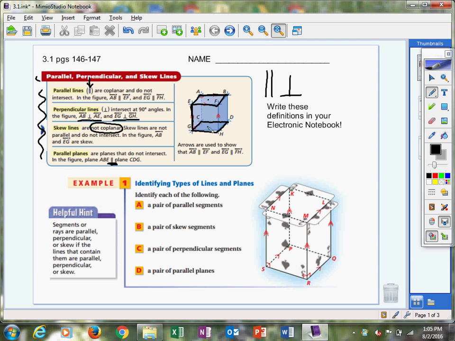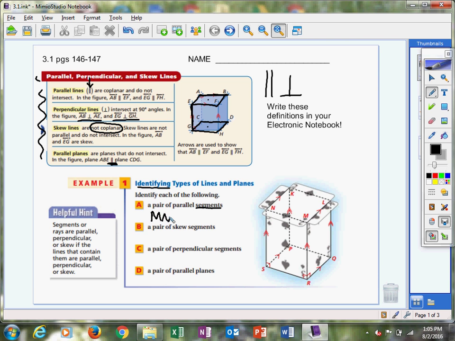Okay, so example 1, our goal is to identify some of these things that we just learned about in this box above. They want us to write down a pair of parallel segments. Notice they didn't ask for lines, they didn't ask for a ray, they said a segment. So our symbols are going to be a little bit different when we do a segment versus a line versus a ray.